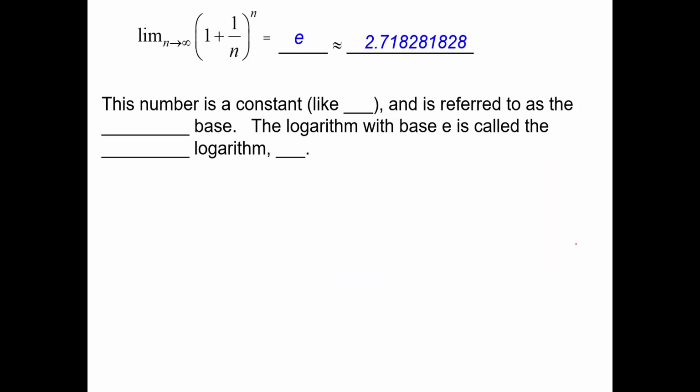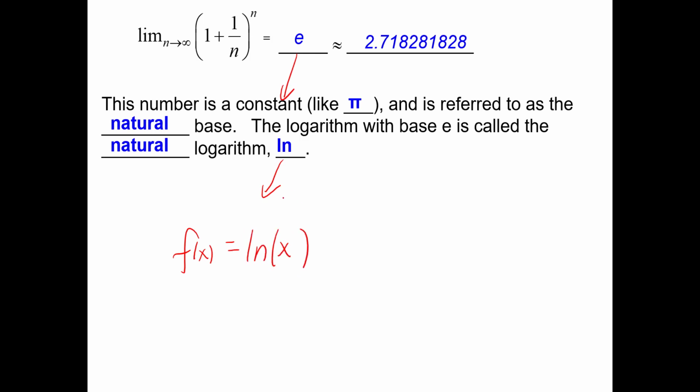Okay, so now the limit when n approaches infinity of 1 plus 1 over n, raised to the n power, equals e, which is approximately 2.718. This number e is a constant. It's like pi we learned in high school, referred to as the natural base. Logarithm with base e is also called a natural logarithm, ln, right? So we have a logarithm function f of x equals ln of x. ln comes from this.